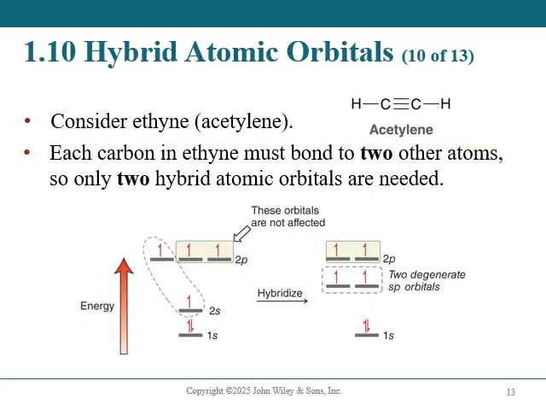Let's look at a triple bond now. In the case of ethyne, or acetylene, each carbon must bond to 2 other atoms, so only 2 hybrid atomic orbitals are needed. So I grab my 2s orbital and one of my 2p orbitals, and because I only use 1 s and 1 p, it will be an sp orbital. That leaves me with 2 p orbitals that are unhybridized. I don't have to mess with them at all.